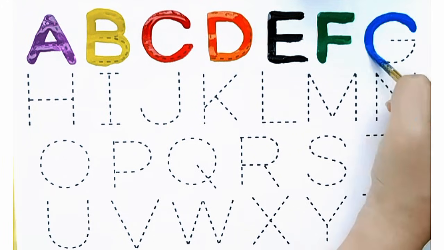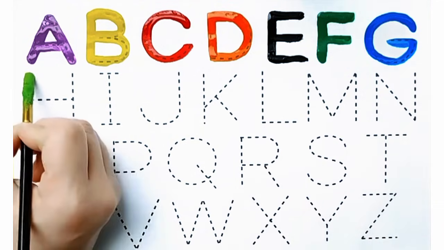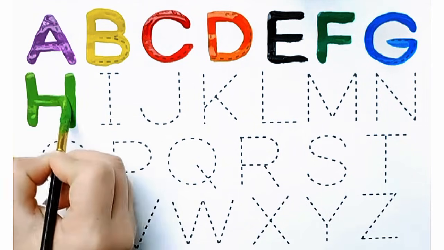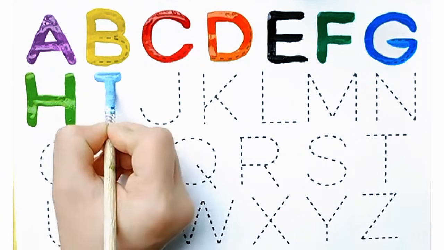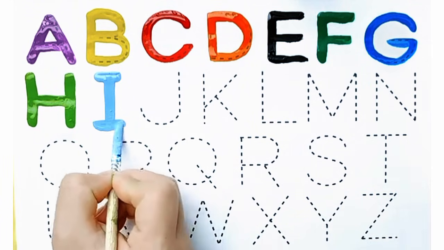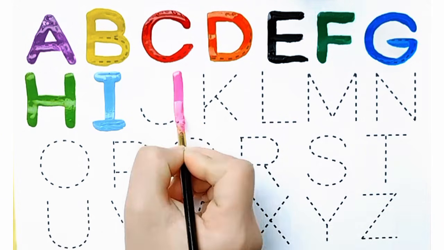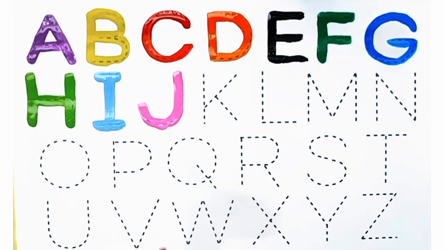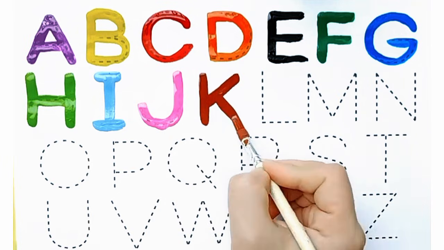G for grapefruit. H for horse. I for ice cream. J for juice. K for kangaroo.